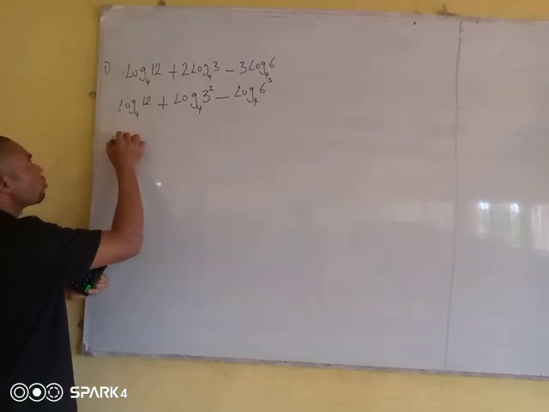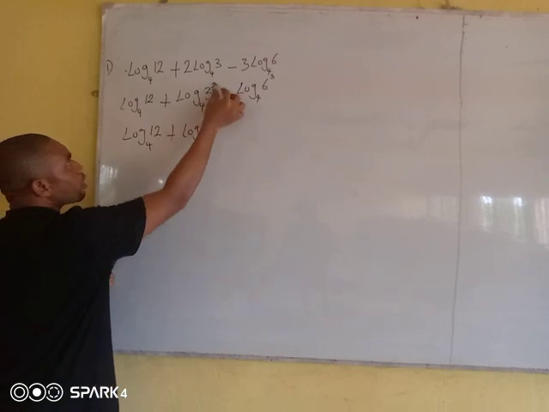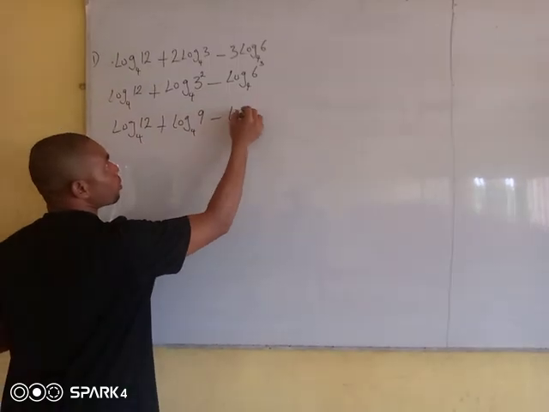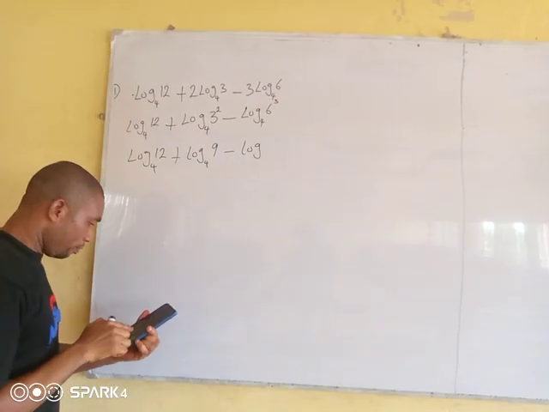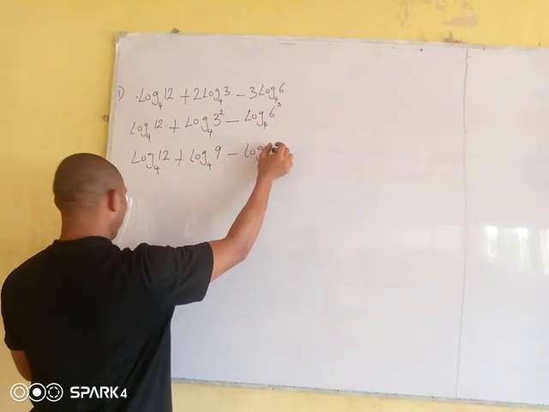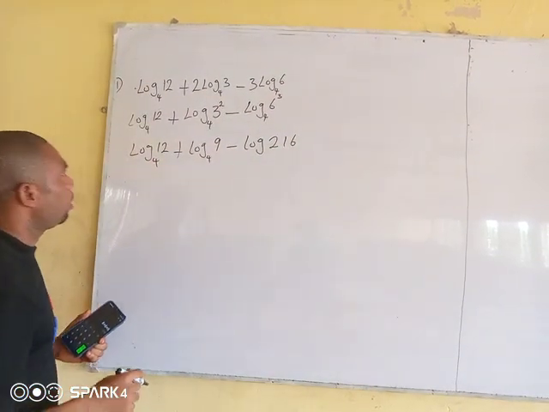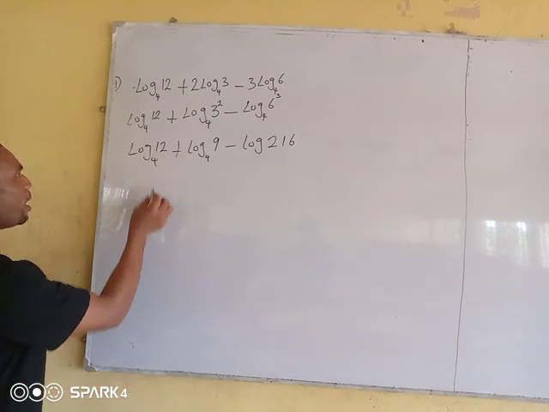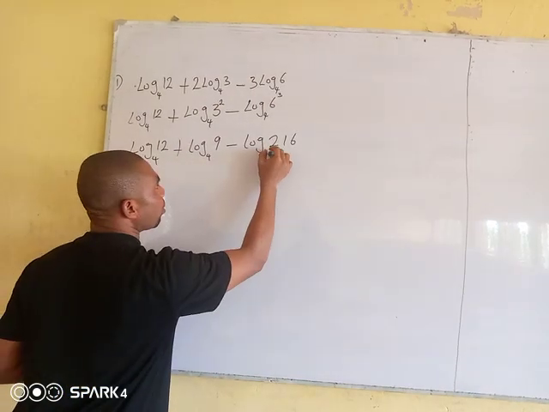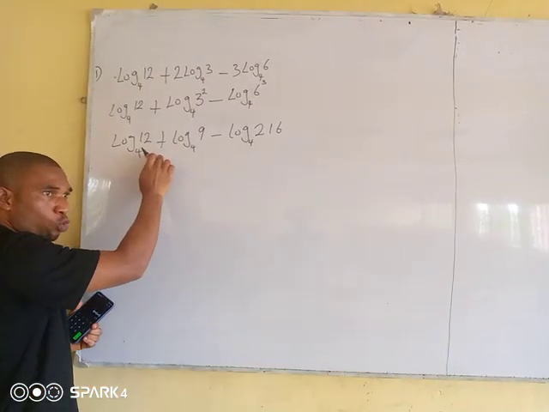The next step is for us to write log 12 base 4 plus log, now 3 raised to power 2 is 9, log 9 base 4 minus log 6 raised to power 3. 6 raised to power 3 is 216. Now, provided that all these are in base 4, and remember, there is a law binding these two here.